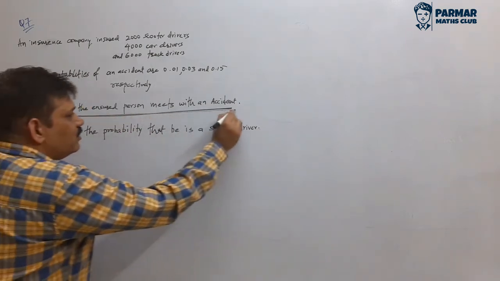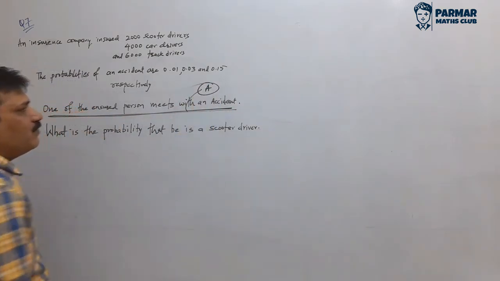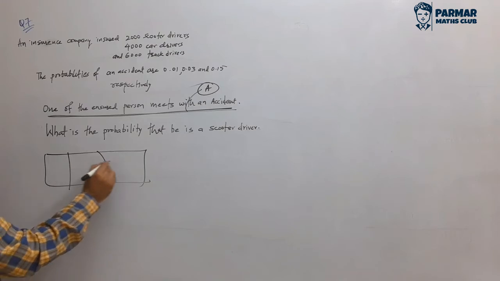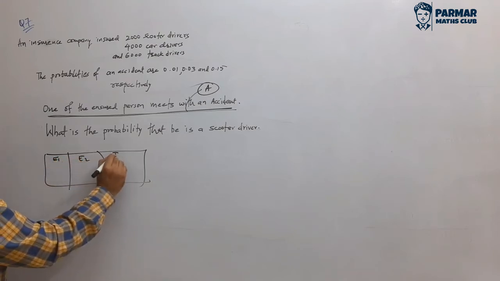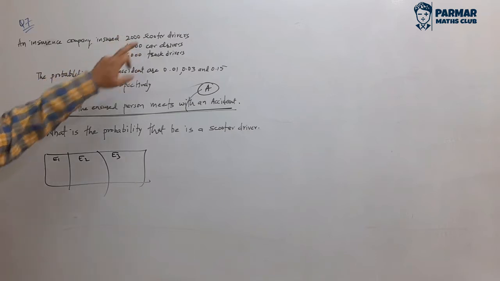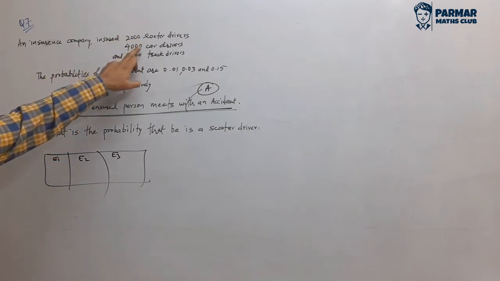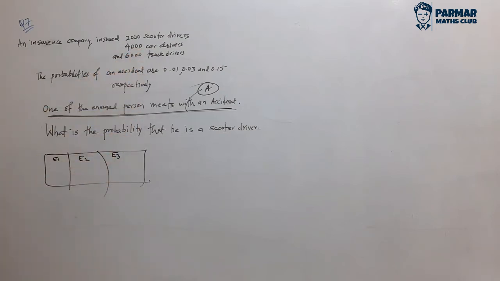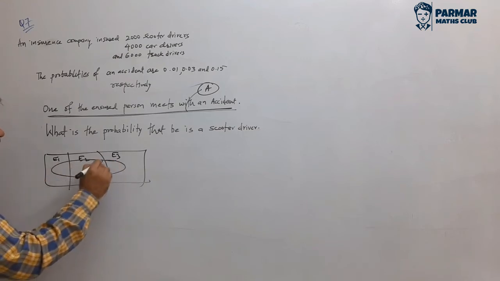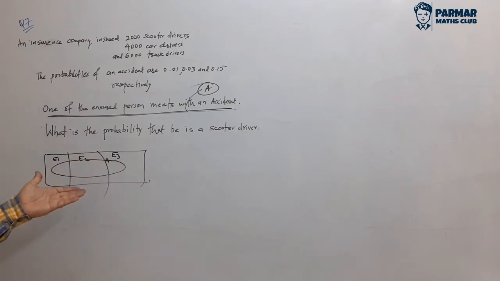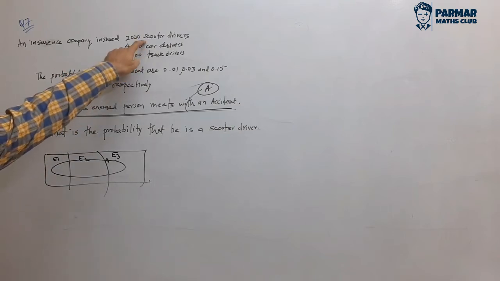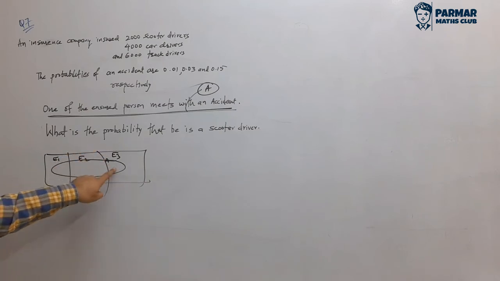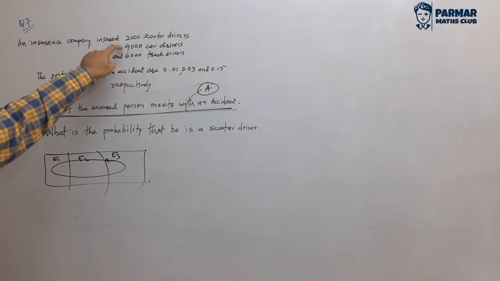One of the insured persons meets with an accident. Means now it is known. This A is known. See the Bayes theorem. E1, E2, E3 are some partitions. Let E1 be the event that the driver is a scooter driver, E2 the event that it is a car driver, and E3 the event that it is a truck driver. This is the event A, that is meeting an accident. A car driver can meet an accident, a scooter driver can, and a truck accident can happen with this or this or this. So these are mutually exclusive and exhaustive events.